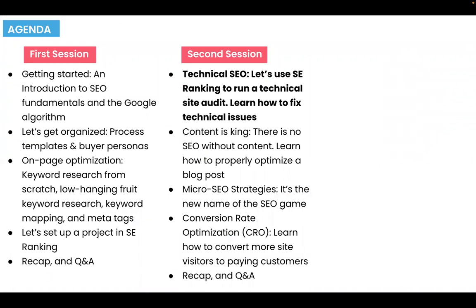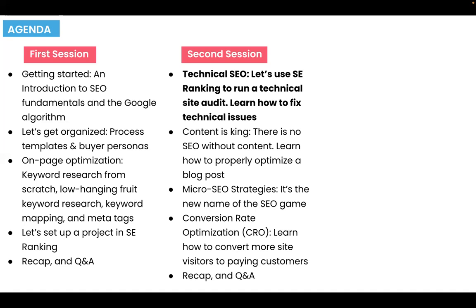Last week, we did an introduction to SEO, talked about the fundamentals and the Google algorithm, and how things are changing on a daily basis. We covered a process and project templates, and spoke about the importance of buyer personas. Then we talked about on-page optimization, anything you can do on the website, starting with keyword research from scratch, low-hanging fruit keyword research. We're going to talk more about that when we talk about these micro-SEO strategies.